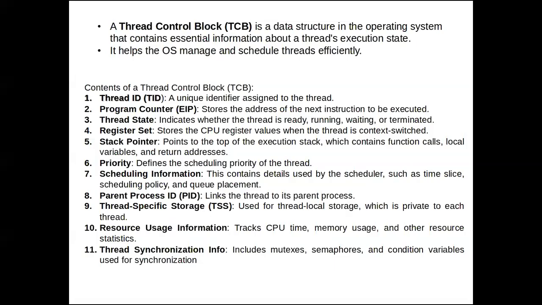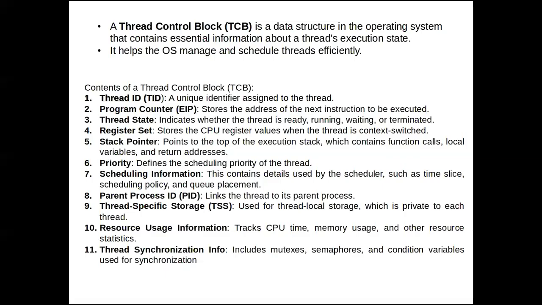Then third is thread state. The operating system must know the condition of the thread. Thread state indicates whether the thread is ready, running, waiting, or terminated, the states that we have seen earlier. Then register sets. Registers are very important for execution. They are saved during context switching. It stores the CPU register values.